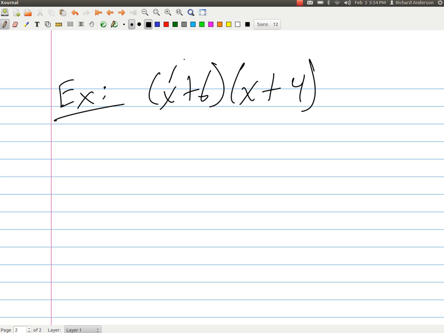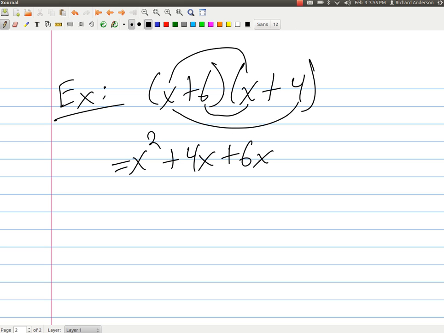Multiply. Once again, first I'm going to get x squared. And then I do my outer. X times 4 is going to be positive 4x. Inner, 6 times x, plus 6x. And then my last, 6 times 4, which is going to be plus 24.